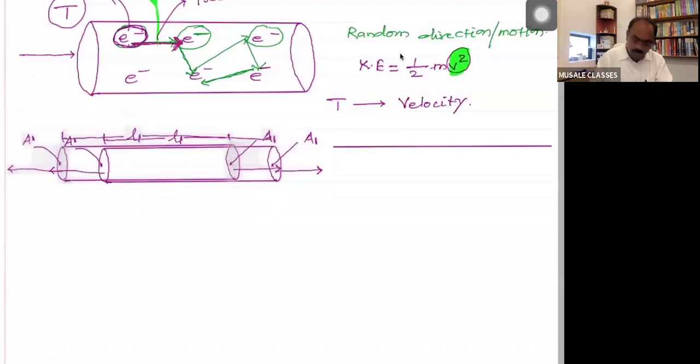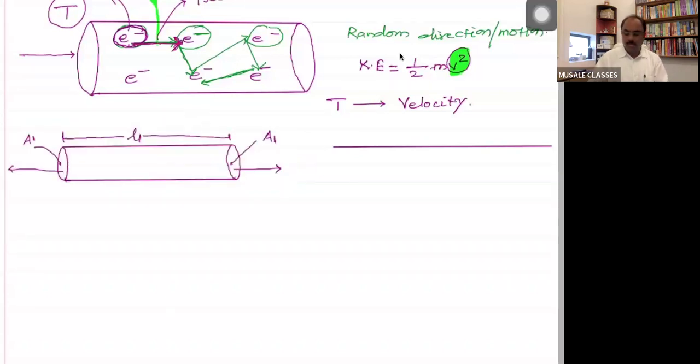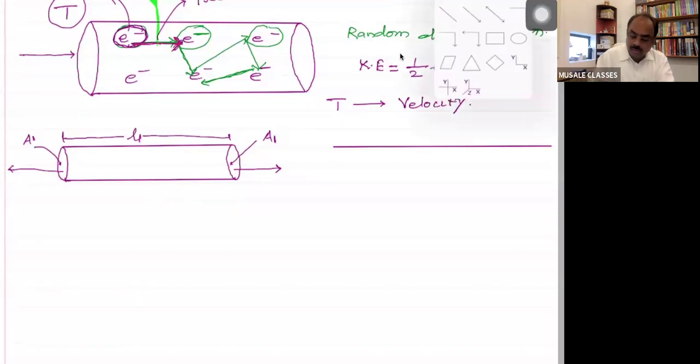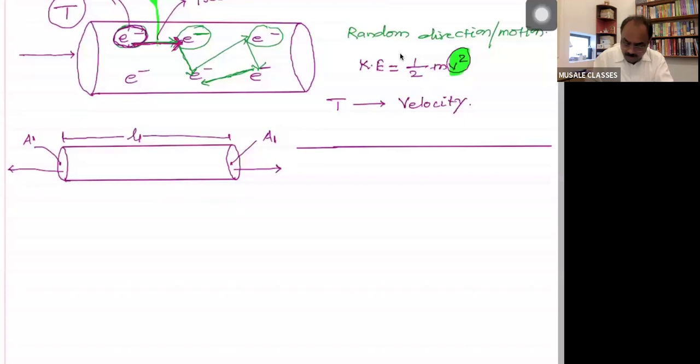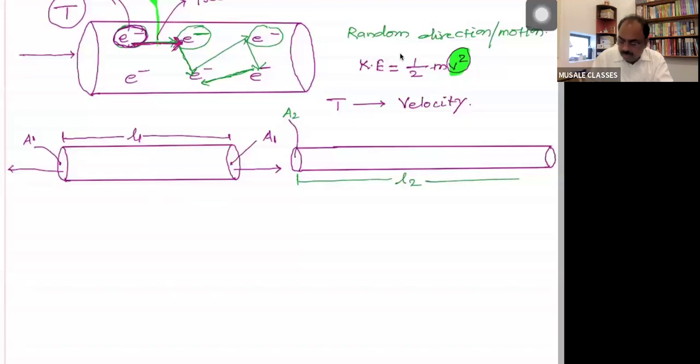The length of the conductor will increase. If I apply a lot of force, what will the length of that conductor become? Will the length increase or not? Yes or no? Okay. Now, if the length is increasing, the area will decrease. This area is, let's say, A2, and length is L2.